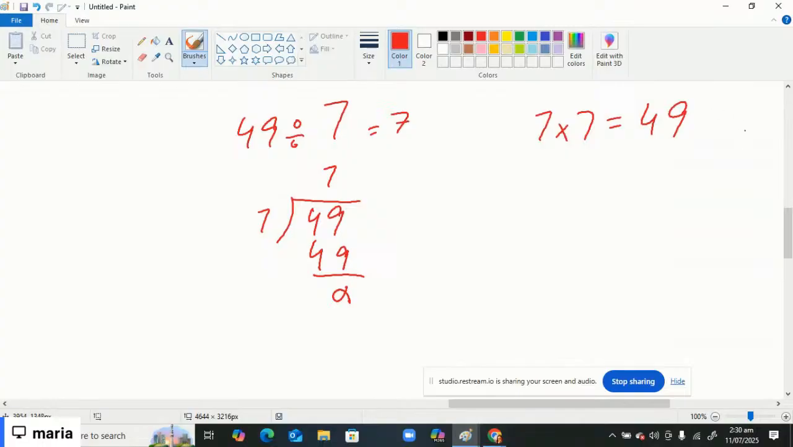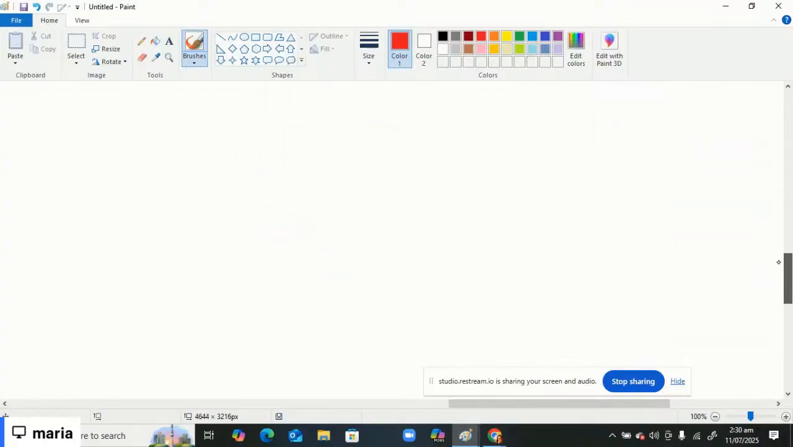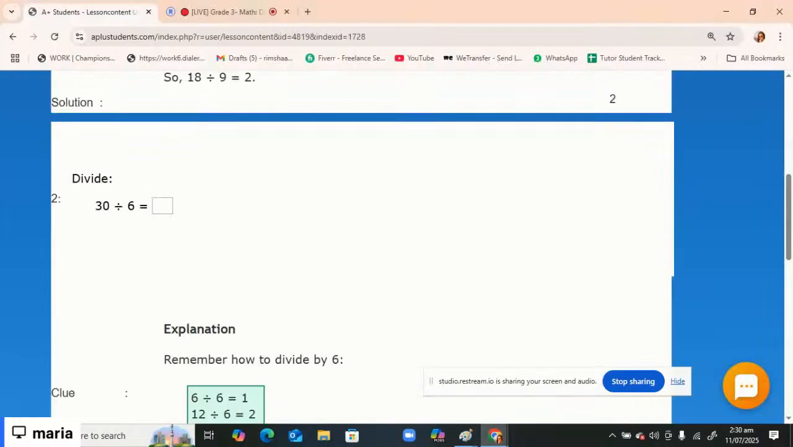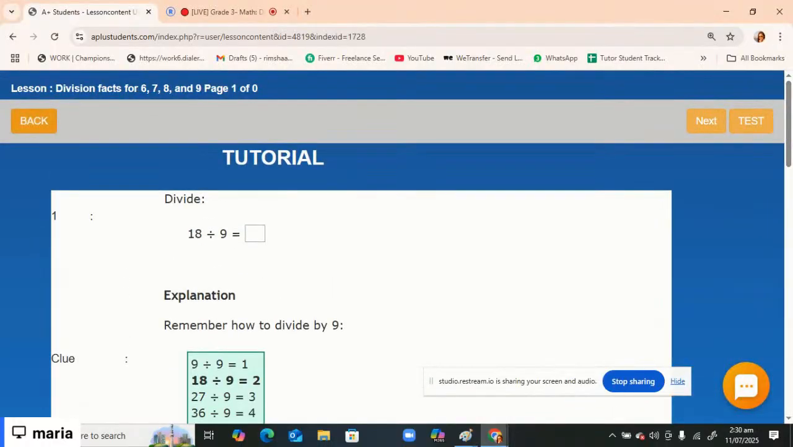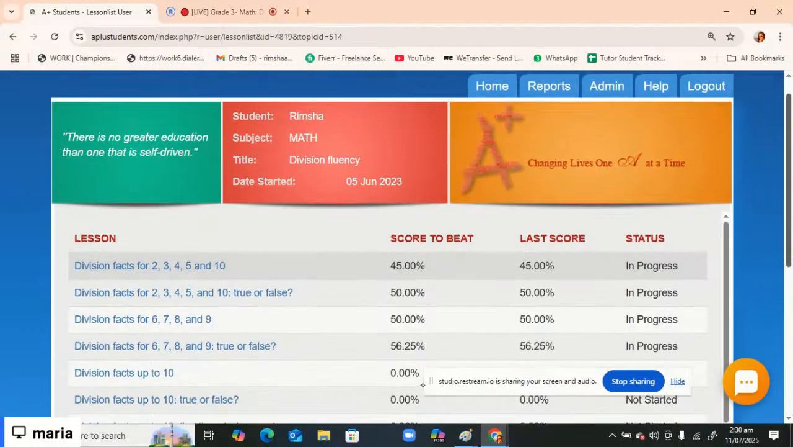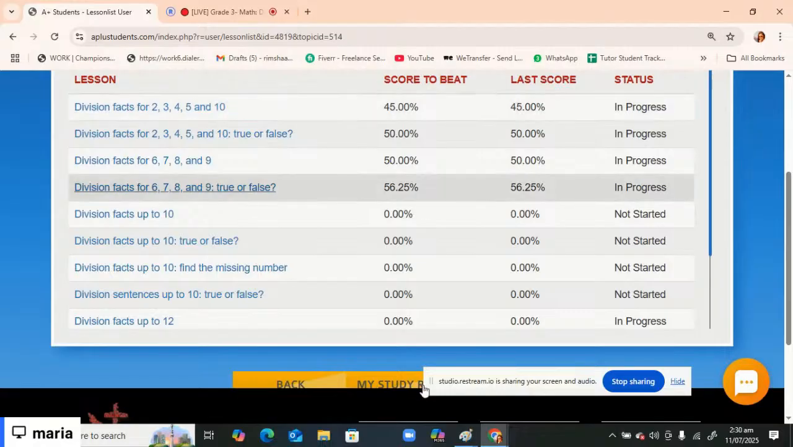Okay. So this is the way that we solve it. Hope you guys understand this lesson as well. Now let's start the last lesson of the day. Solve the rest of the test questions regarding this lesson by yourself. Okay.